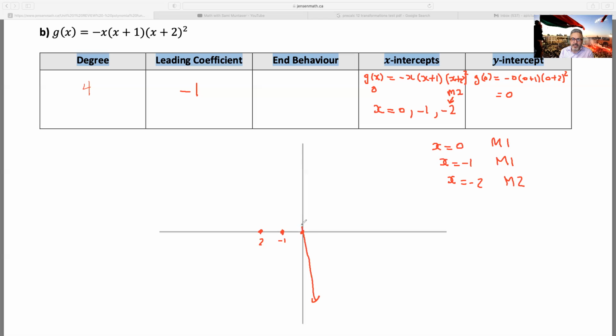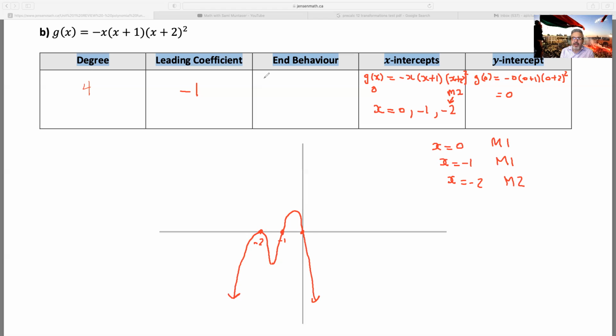And then after that, you just go through your zeros. So -1 here is a multiplicity of 1. With a multiplicity of 1, you go right through it. And then you go back to the other 0. Since it's a multiplicity of 2 at -2, you have to bounce and come back right here. And this is how your graph looks.